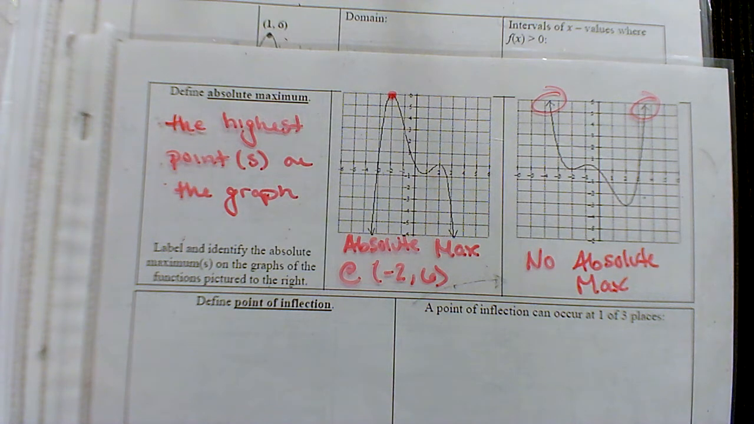Okay, are we okay with the difference between the two? Relative versus absolute. Relative is just general, a high point or a low point. Absolute is more specific, the highest or the lowest. There's a difference between the two.